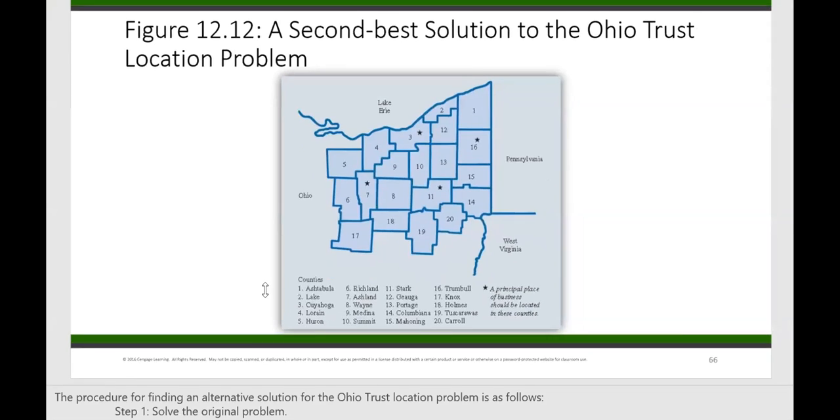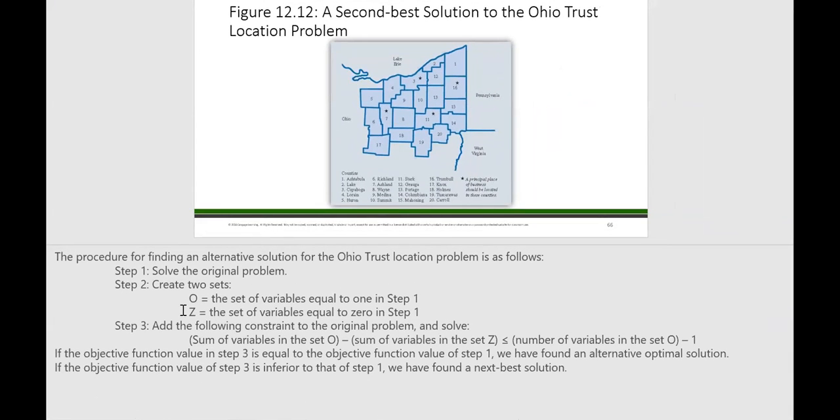When binary decision variables are involved, the process for the search for an alternative solution is as follows. First, we need to solve the original problem and find the optimal solution. Second step is to identify the variables that in optimality took 1, and identify the ones that took 0. So we basically divide the binary variables into 2 sets. And then third, we just add a constraint to the original problem and solve the new problem.